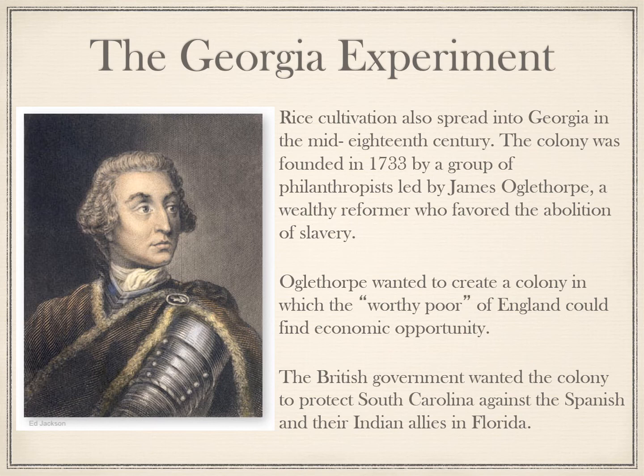Rice also started spreading into Georgia, and the colony was established in 1733 by James Oglethorpe. He believed that a new colony needed to be created, a place for the quote-unquote worthy poor of England, those British folks who were down on their luck and just needed a second chance. And the British government wanted this colony to exist as well. They thought that it would further safeguard their more northern colonies, as far north as even South Carolina was considered north, against the Spanish and the Native Americans in Florida.